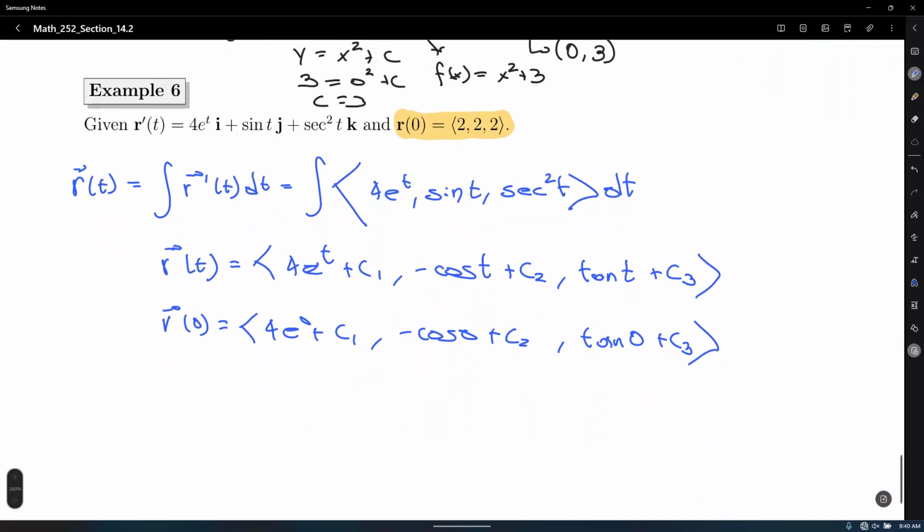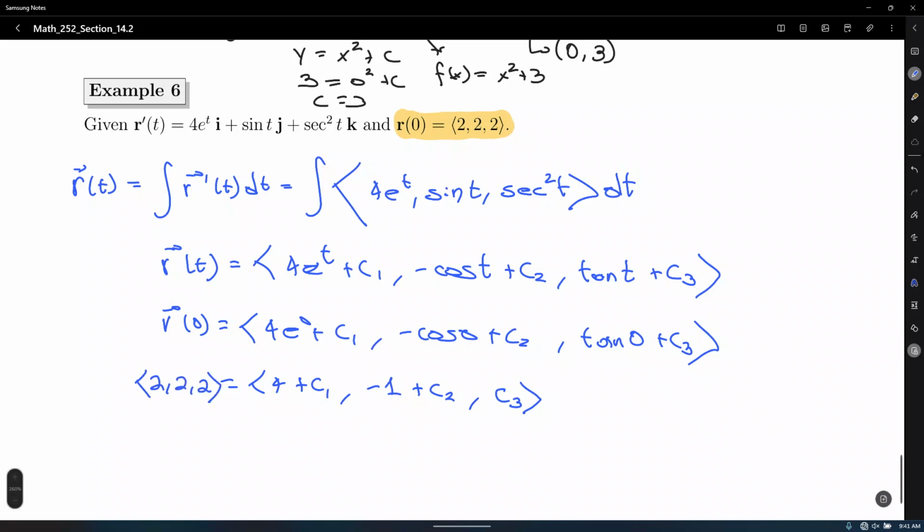Okay, evaluate all this. Well, e to the 0, that's 1. 1 times 4 equals 4 plus c1. Cosine of 0 is 1, times a negative, that's negative 1 plus c2. And lastly, tangent 0, which is 0, plus c3. It's just going to be c3. Okay, what are we going to set this equal to? Set it equal to the vector 2, 2, 2, because r of 0 is equal to the vector 2, 2, 2.